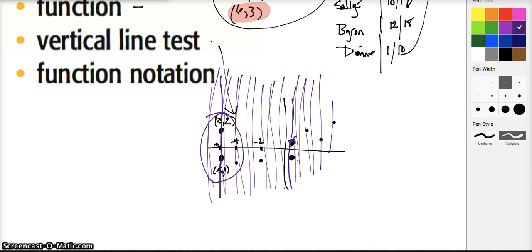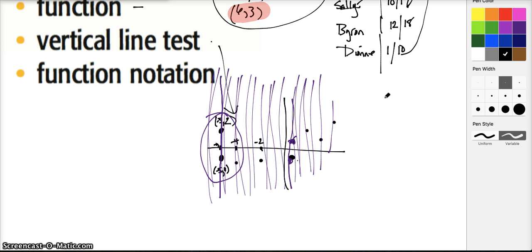Right here again, this x value, whatever it is, will have two different y values. So the vertical line test says, if I have a graph and I want to determine whether that graph is a function or not, I'm going to just throw some vertical lines going straight down in my graph. And if any of those vertical lines hit more than one point, I know I don't have a function.